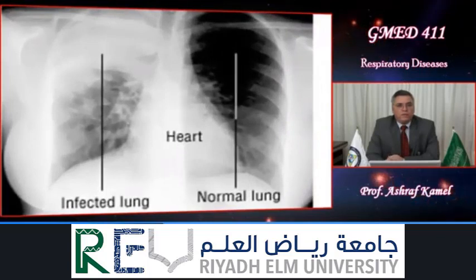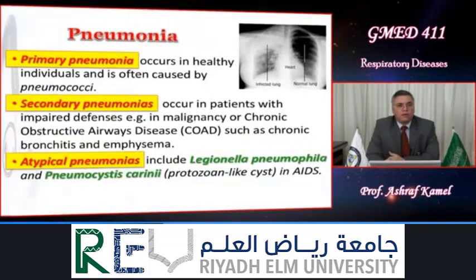In pneumonia, if you see this radiograph, compare the normal lung on the right side and an infected lung on the left side. When there is an infection or pneumonia in the lung, it appears as a white shadow, compared to the normal lung.